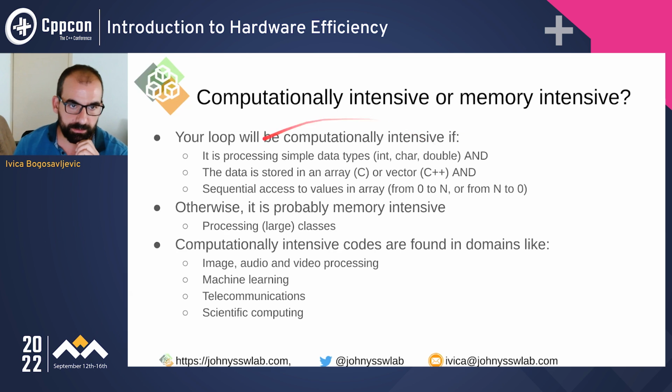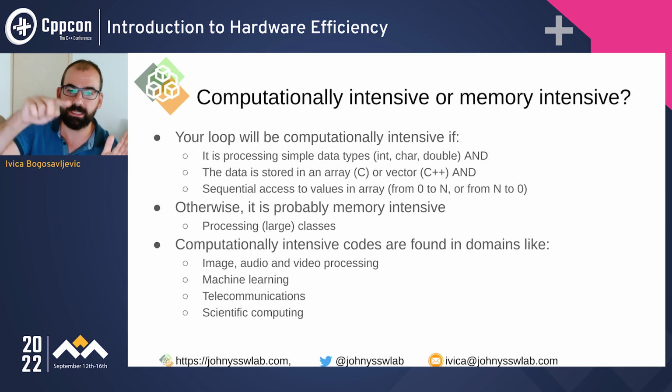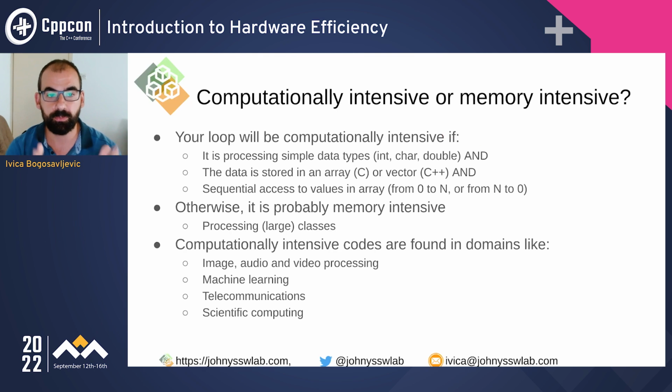Okay, and the last criterion, which is also important, is you have a sequential access to values in the array. So your loop is processing an array, and it is going from 0 to n, or from n to 0, but it is processing elements sequentially: 0, 1, 2, 3, 4, 5, 6, 7, 8. So if you have these three, all of them, simple data types, data stored in an array or vector, and sequential access to data, your loop will most likely be computationally intensive, and this means that it will profit from the recommendations I will give later. If at least one of these is not true, then your loop is probably memory intensive.